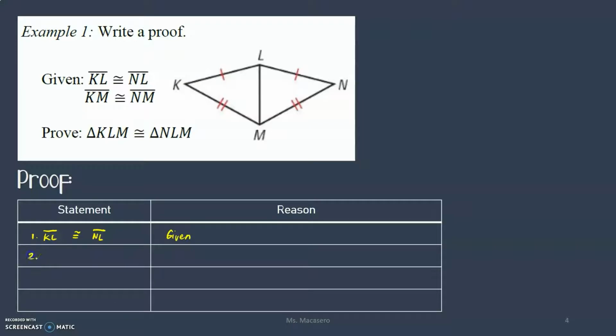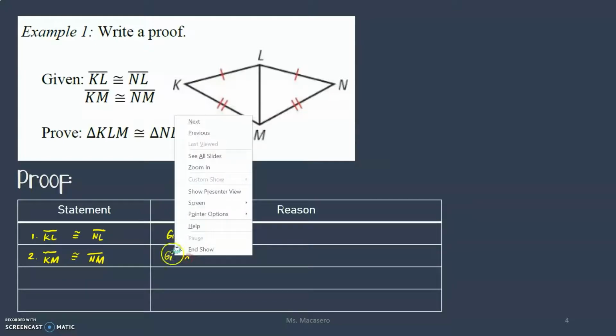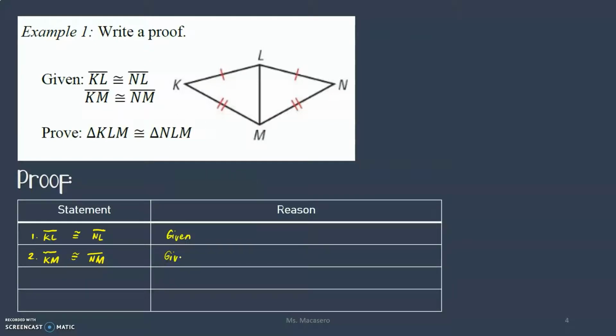Next, let's have the other given, which is side KM is congruent to side NM. Now looking at the figure, side KM and side NM are both sides of our two triangles. So they are given. So our reason for our second statement is still given, because we have two givens here.